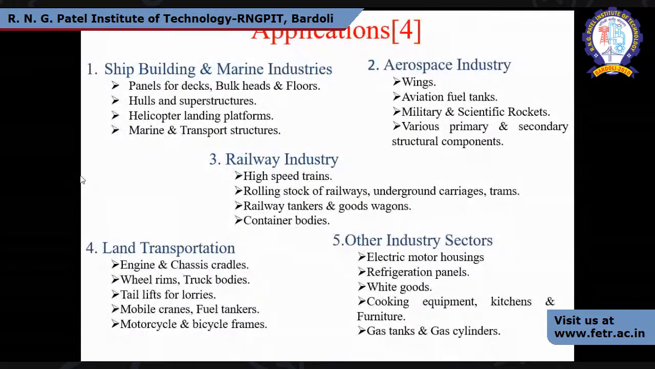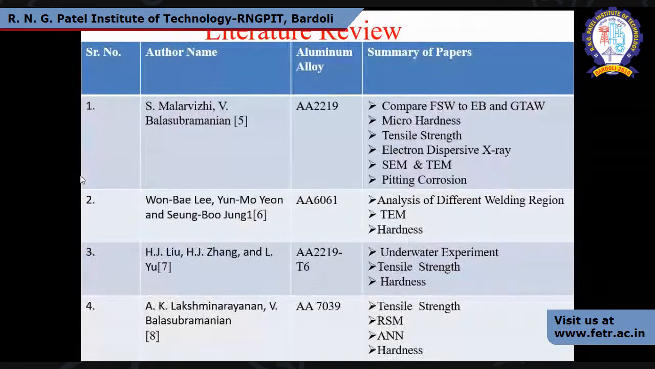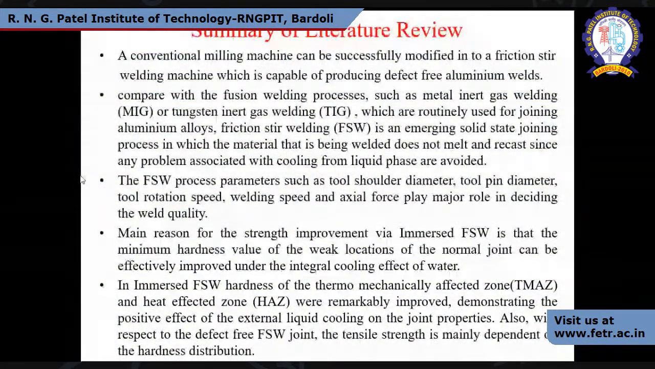Now I would like to give you some hints related to the literature review. I will move directly to the summary of the literature. Some researchers did research on friction stir welding and found that this particular process is free from defects. In this process, the aluminium welds are free from defects. So we can say that a conventional milling machine can be successfully modified into a friction stir welding machine. How that is possible, I will guide you later on.